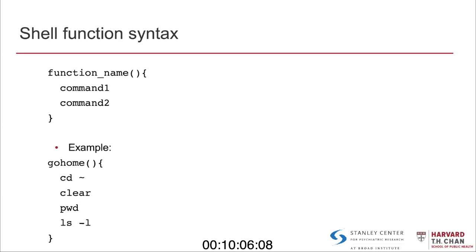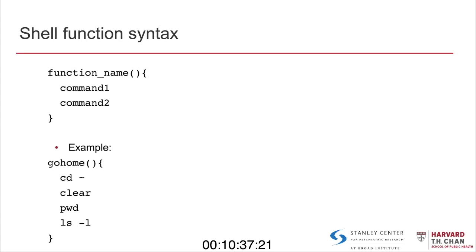So now let's see how to define a shell function. It's pretty straightforward. The basic syntax is you need to type the new name of your command, followed by two parentheses. You open a bracket, you list your commands, and you close the bracket. So in this example here, we have created a command called go home, and that does the following.